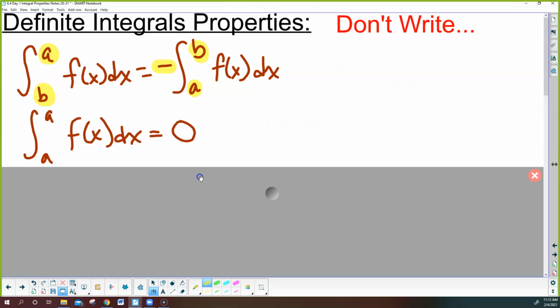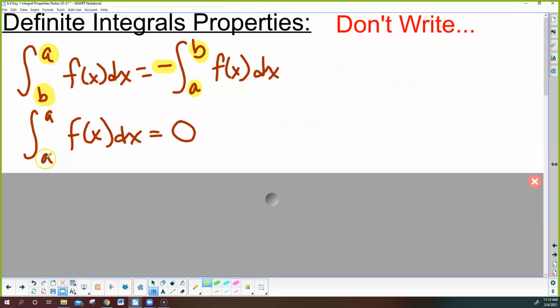So we've talked about that one. We've also talked about if I go from A to A, well, that's the area under the curve, but if I go from A to A, which means I don't move in terms of my x's, it's a straight line. And the answer to the area under that curve is always 0.